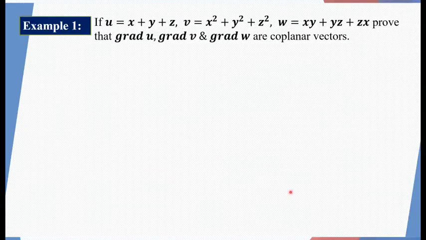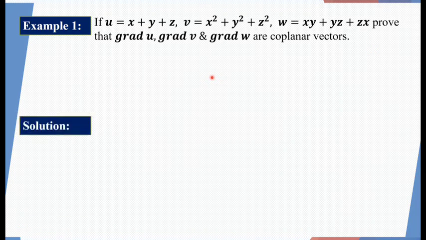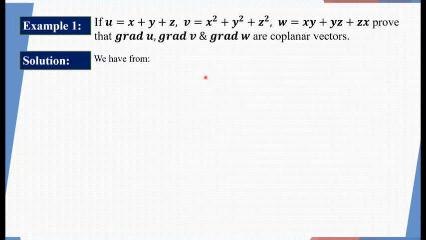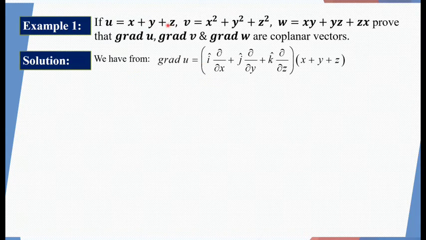So example 1: if u equals x plus y plus z, v equals x square plus y square plus z square, w equals xy plus yz plus zx, then prove that grad u, grad v and grad w are coplanar vectors. To solve it, first find grad u, grad v and grad w.